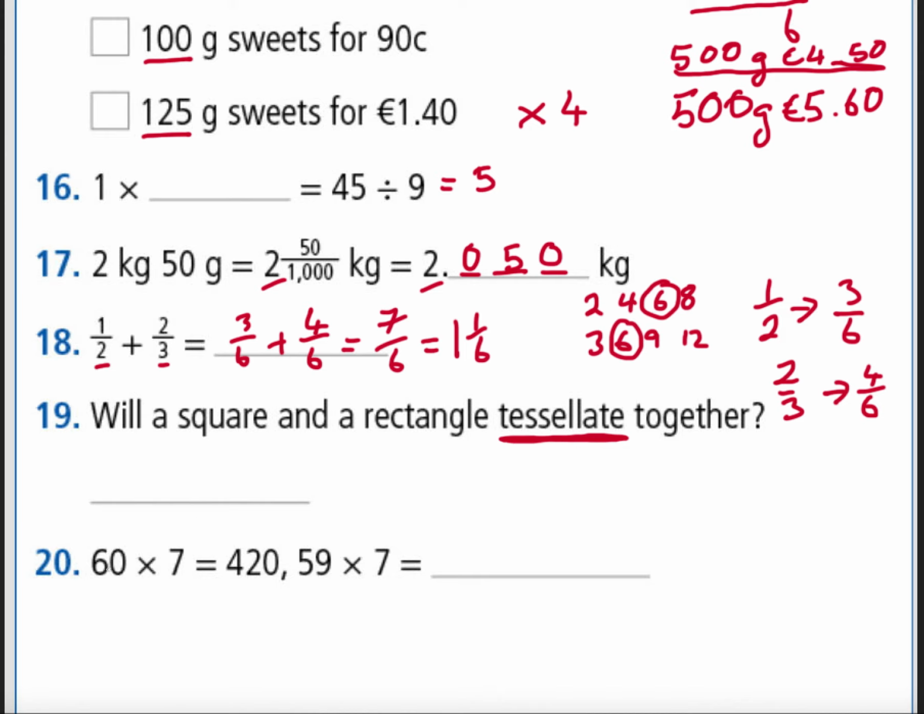And lastly, number 20, 60 times 7 is 420, so 59 times 7, well, that's going to have to be 1 seven less than 420. So to do that, we can do 420, take away 7 equals, and I'll let you work out the answer to that there.